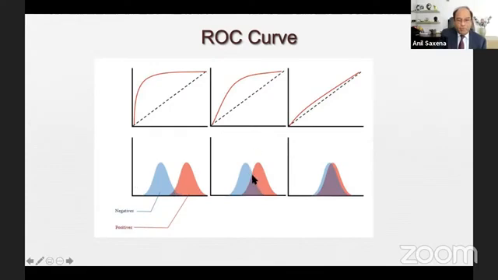A test may not be very good when the 2 distributions start overlapping, and the test becomes quite useless if it is not able to classify or separate your patient population into positives and negatives at all, and there was a high degree of overlap.